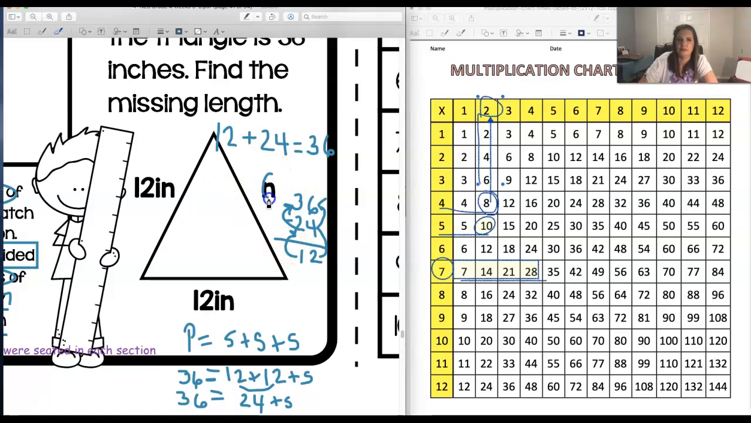So this missing number right here, n equals 12. I'm going to write n equals 12. Remember, when you have a letter like that, it's called a variable, and all it means is question mark. You just have to figure out what it is. Use the facts they've given you and find the missing number.